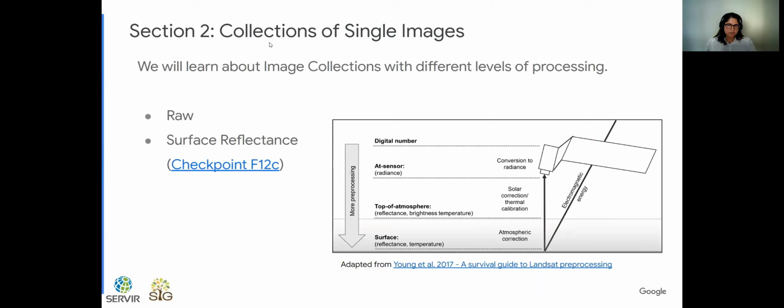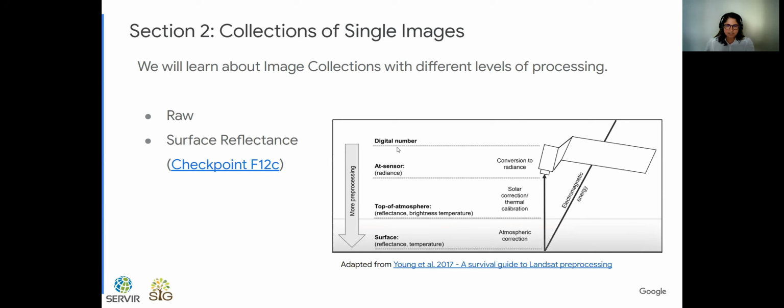So now we're going to section 2. We're looking at collections of single images. So we've worked with a raw collection in section 1, and now we'll learn about image collections with different levels of processing. Specifically, we'll be working with the surface reflectance Landsat 8 image collection.